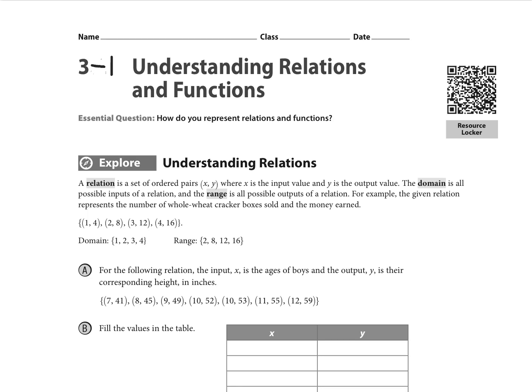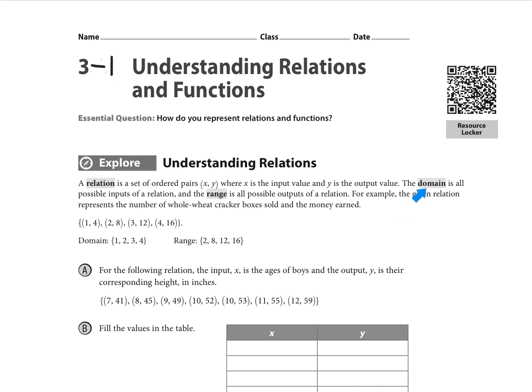Okay, so this is 3-1, understanding relations and functions. As we go through this, first of all, a relation is just, as it states here, a set of ordered pairs, x and y. Now, a relation can be a function, but it doesn't have to be. A function must always be a relation. Okay, so remember that. If it says something is a function, then you know it's a relation. If it's a relation, you have to check if it's a function.